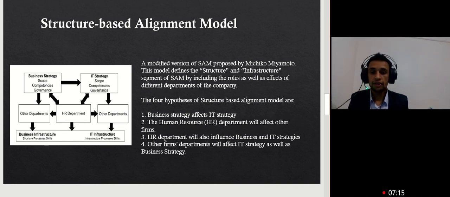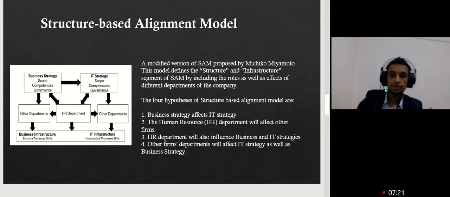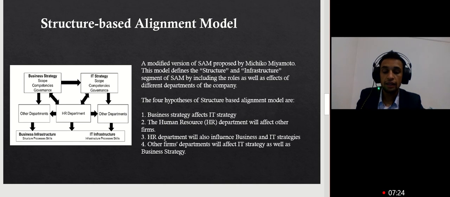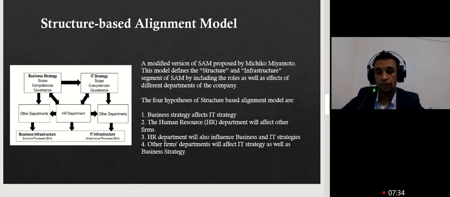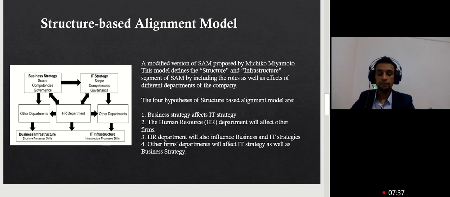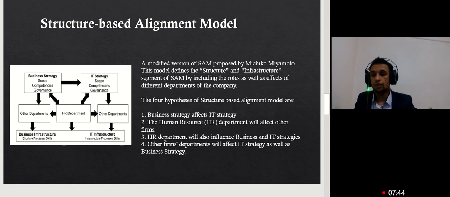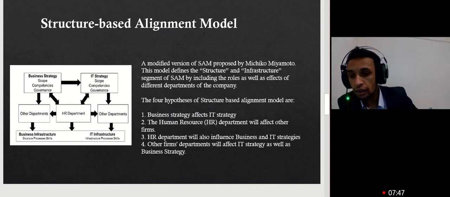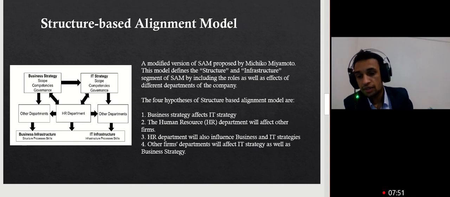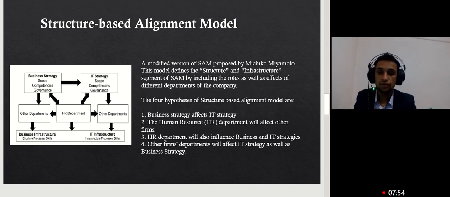So the four hypotheses of the structure based alignment model are: firstly, the business strategy affects the IT strategy. That's really true. Secondly, the human resources department will affect other firms. Thirdly, the human resources department will also influence business and IT strategy. And number four, other firms' departments will affect IT strategy as well as the business strategy. So we can see on the diagram how the business scope, IT companies, governments, other departments, business infrastructure and IT infrastructure are correlated to each other in order to propose this model. How they work is clearly described there.